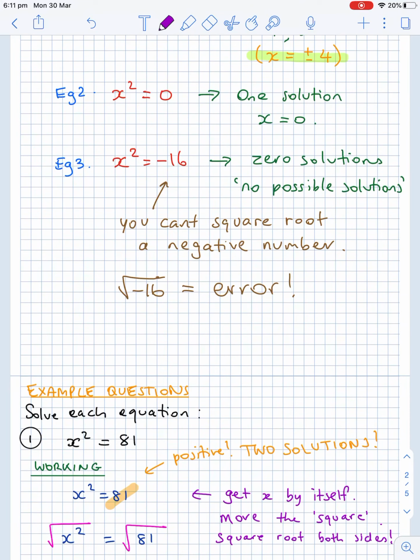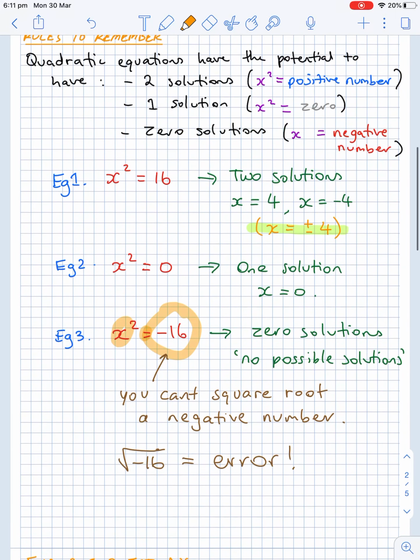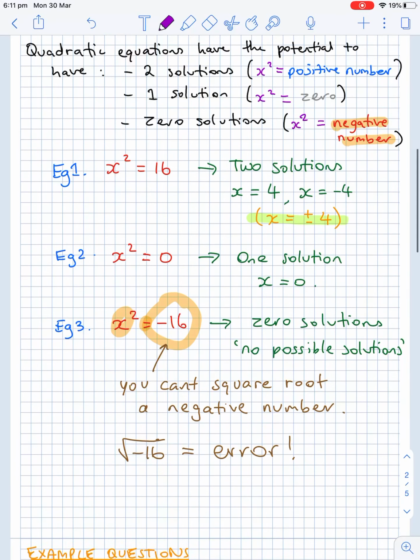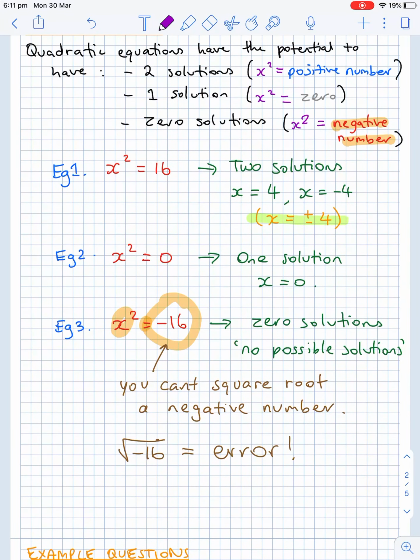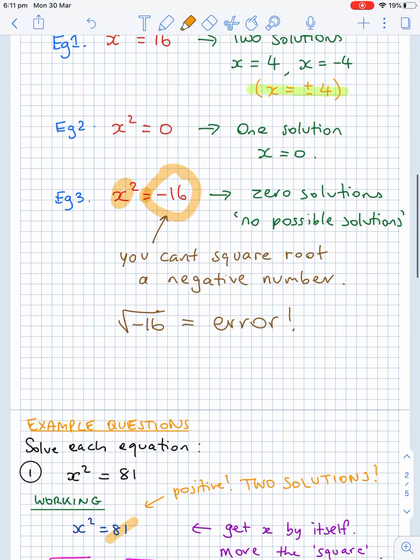0 is neither positive nor negative. Okay, so example 3. Let's have a look at this one. So we've got x squared, good, equals a negative number. So when we get x squared equals a negative number, we need to realize that there's 0 solutions happening here. So you're going to write something like x equals no possible solutions.